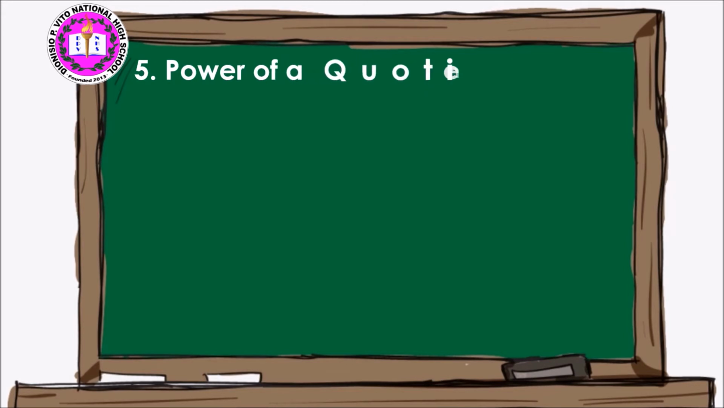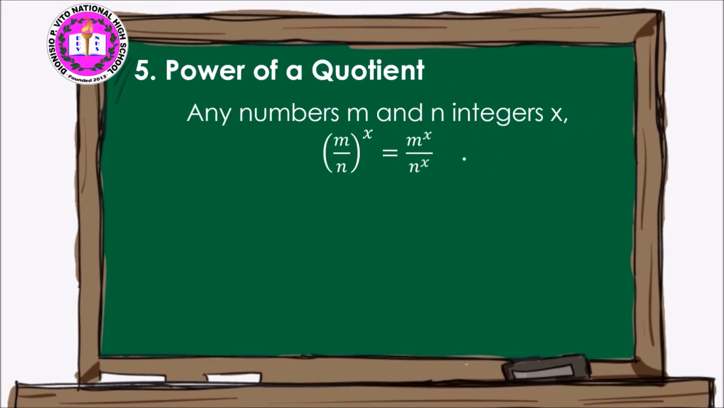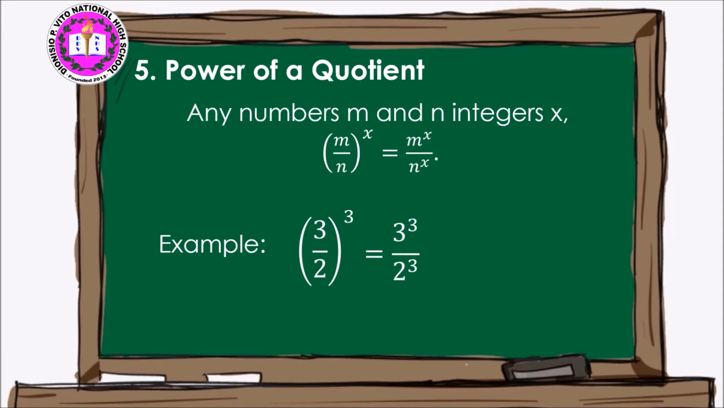Next law is power of a quotient. For any numbers m and n, integer x, we have (m over n) raised to x is equal to m raised to x over n raised to x. For example, (3 over 2) raised to 3 is equal to 3 cubed over 2 cubed. 3 cubed is equal to 27, and 2 cubed is equal to 8. Therefore, the answer is 27 over 8.